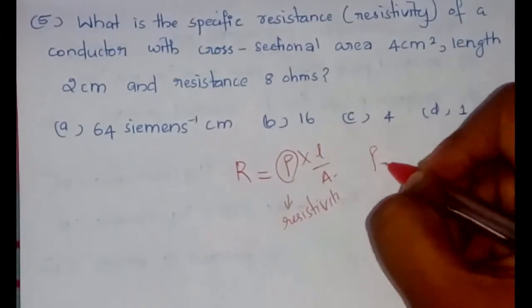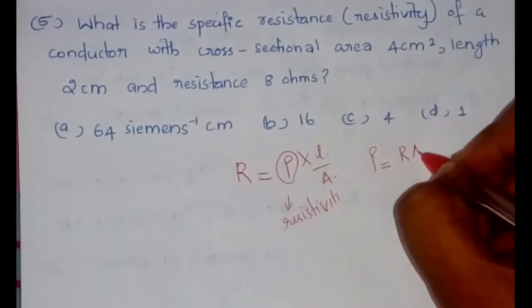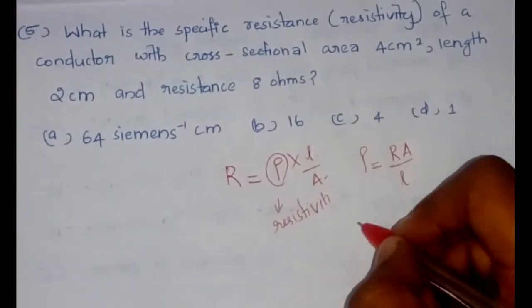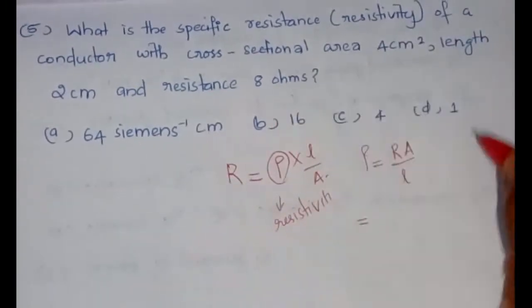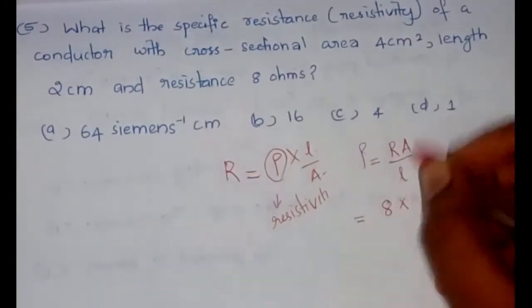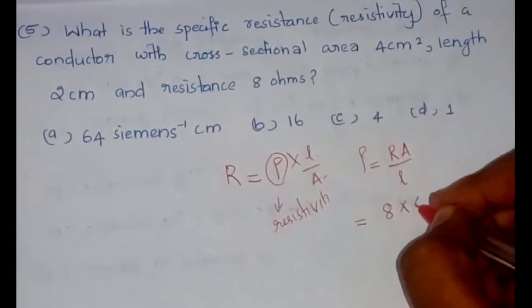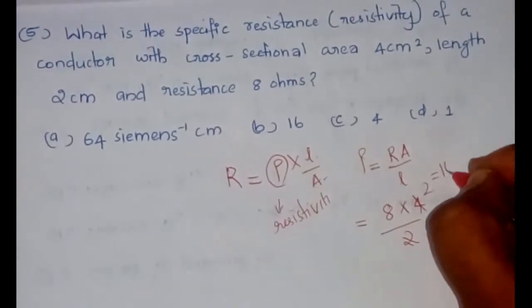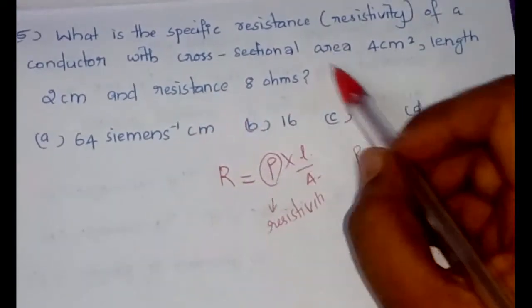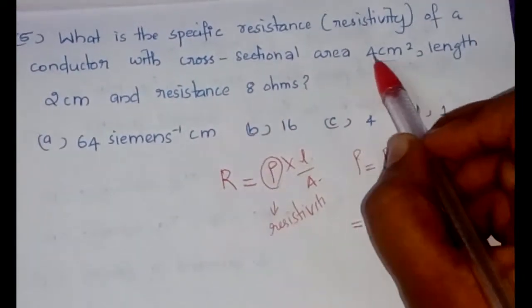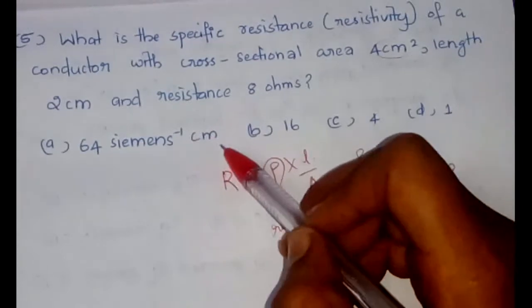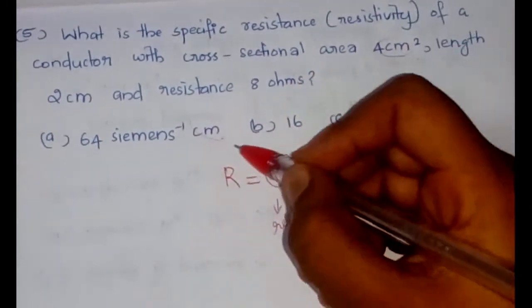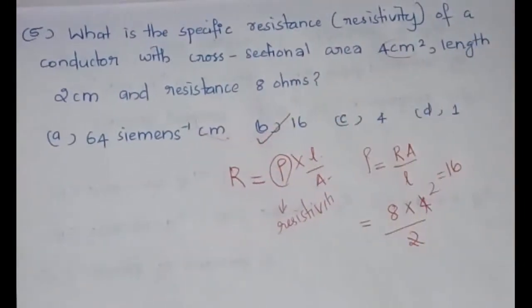Now how to write rho here? Rho will be RA by L. Now let's substitute all the values. The resistance here is 8 ohms. The area here is 4 and the length is 2. So what will be the answer? It will be equal to 16. Now why do we not change the centimeter? Because our answer is also in centimeter itself. So our answer will be option B, 16.